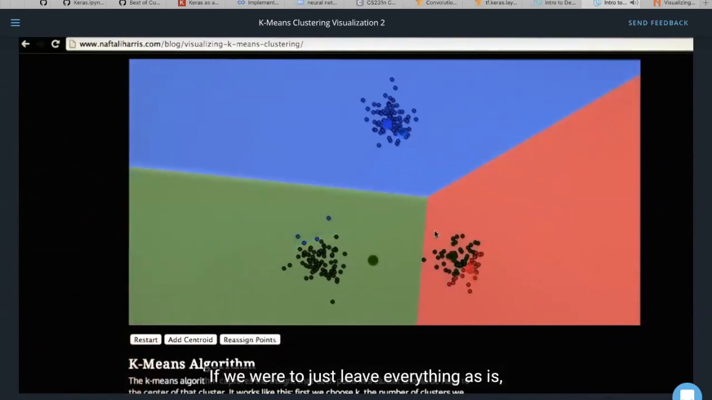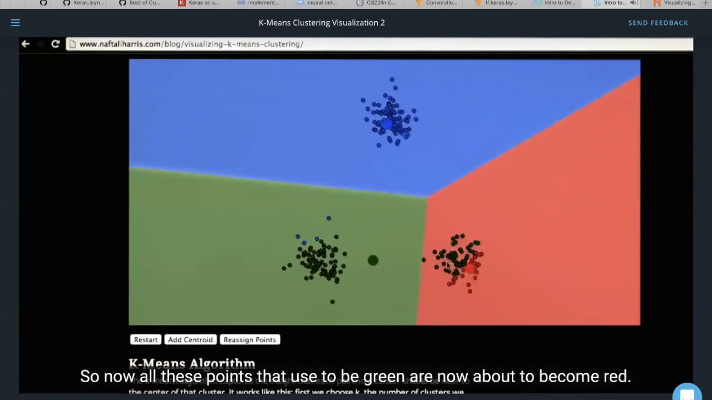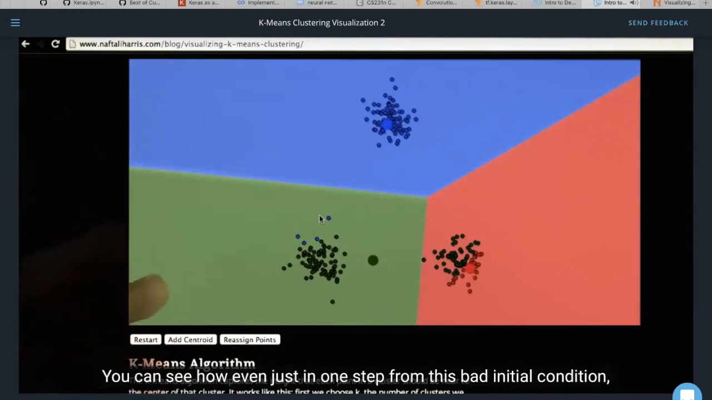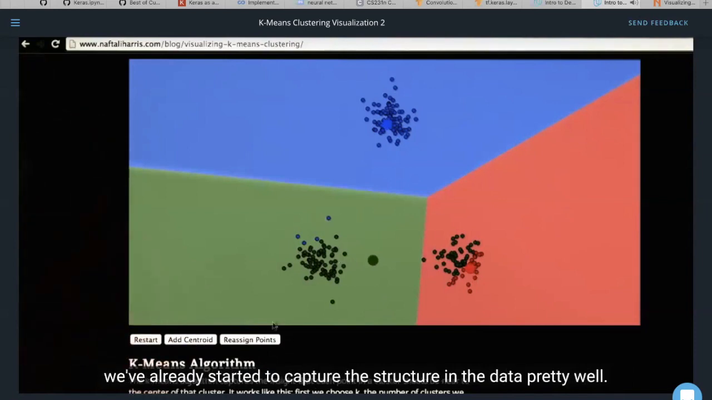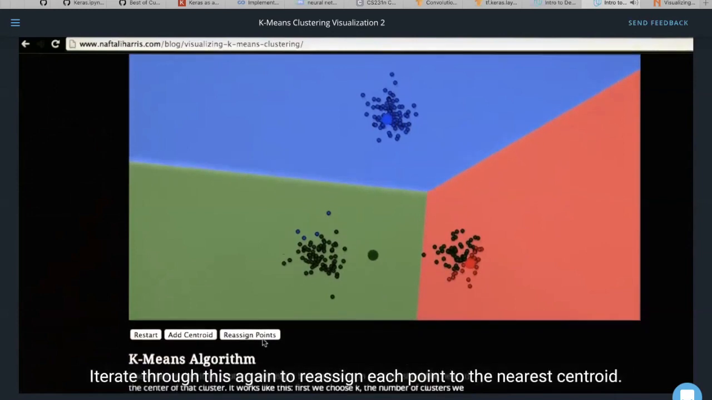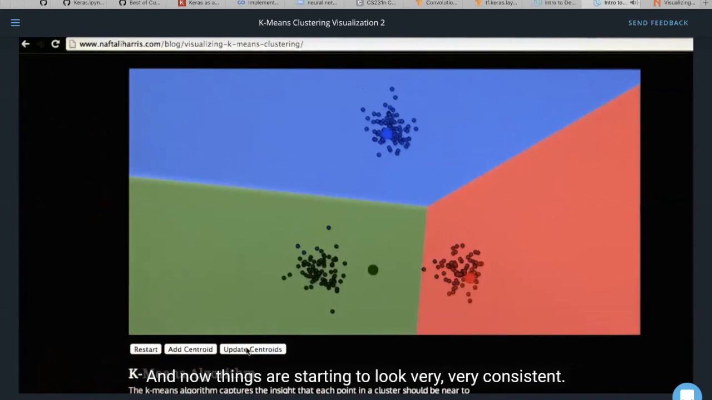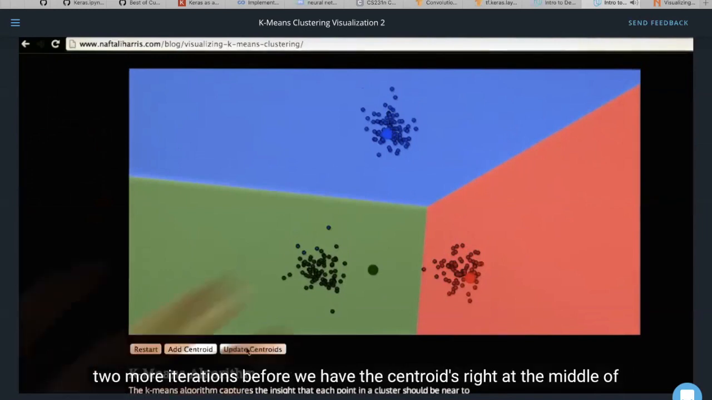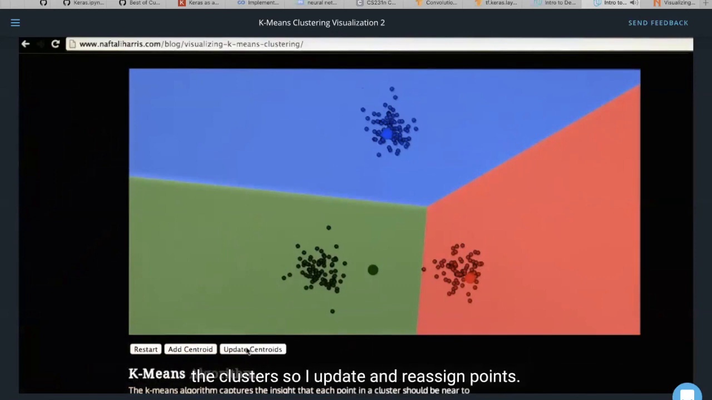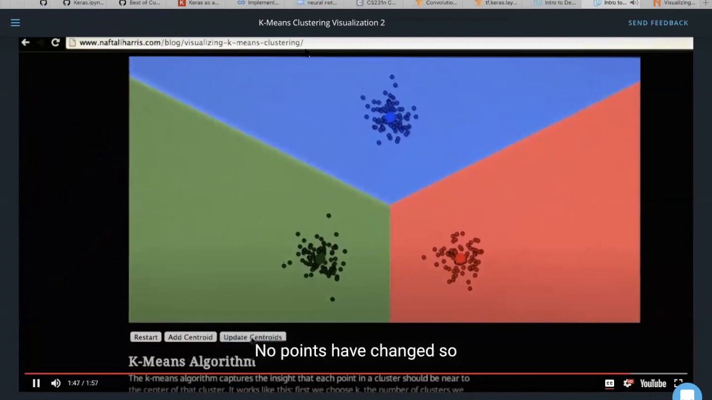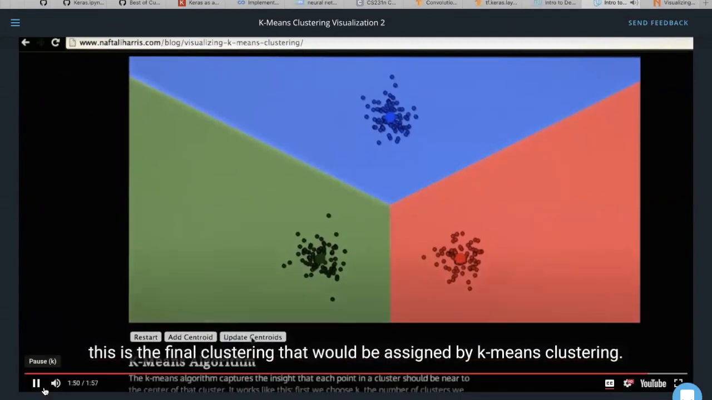If we were to just leave everything as is, you can see how the clustering was before. So now all these points that used to be green are now about to become red. And likewise with a few blue points over here. You can see how even just in one step from this bad initial condition, we've already started to capture the structure in the data pretty well. So now I'm going to reassign the points, iterate through this again. So reassign each point to the nearest centroid. And now things are starting to look very, very consistent. There's probably just one or two more iterations before we have the centroids right at the middle of the clusters. So I update and reassign points. No points have changed. So this is the final clustering that would be assigned by k-means clustering.